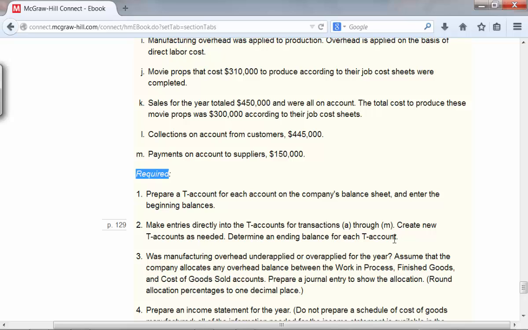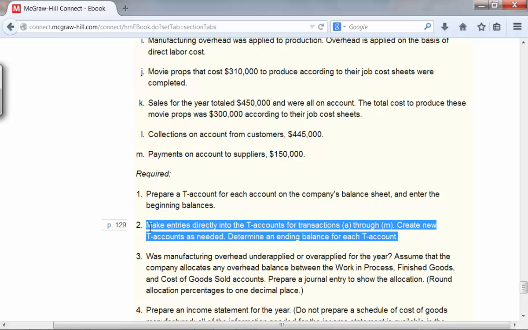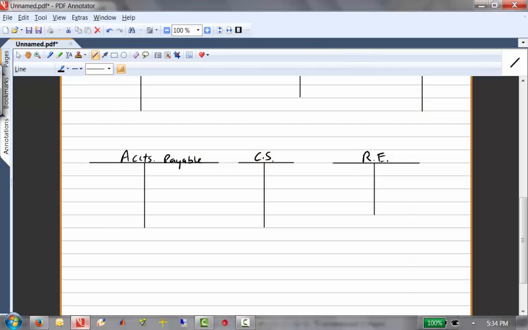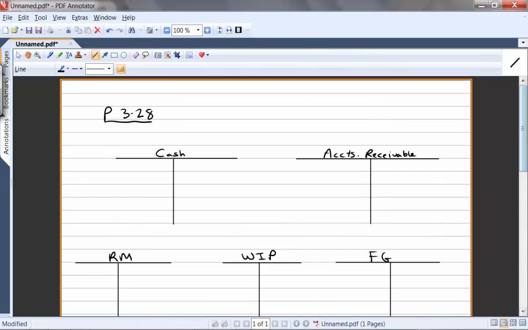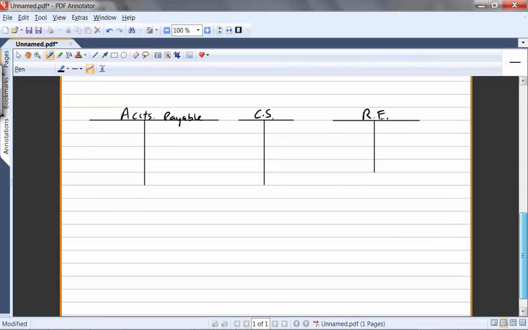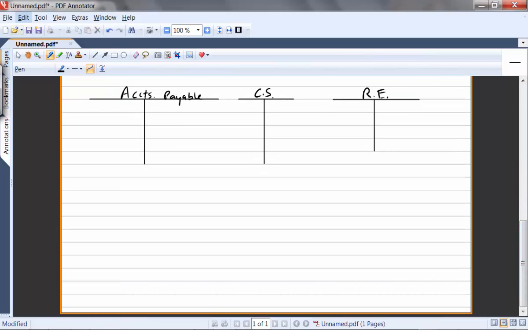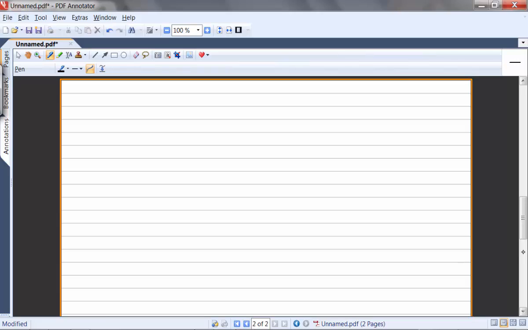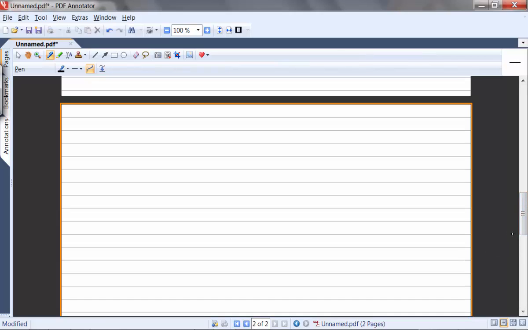Next question. Make entries directly into the T accounts for the transactions A through M and then create new T accounts as needed. Determine an ending balance for each T account. So this was part 1. Now part 2 is we want to make entries in the T accounts for each of these transactions. Let's go on a separate page though and journalize the transactions so you can see what the journal entries would be.